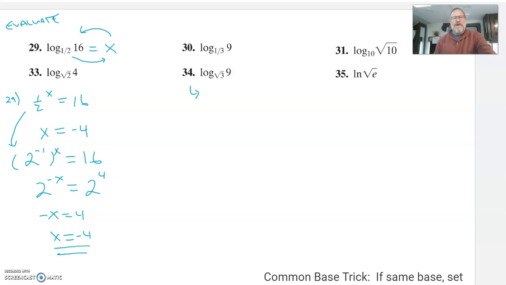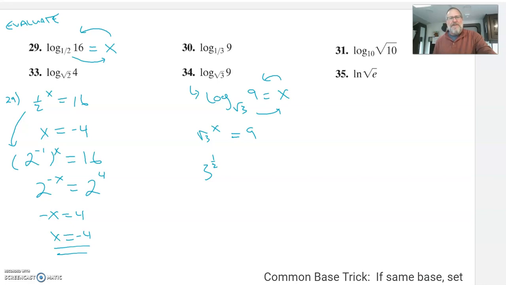Let's try it for 34 here. Log base √3 of 9. I'm going to circle trick. √3 to some x is equal to 9. Again, I can remember what square roots are in exponent form and play and do things like that, right? But I could also use the common base trick.